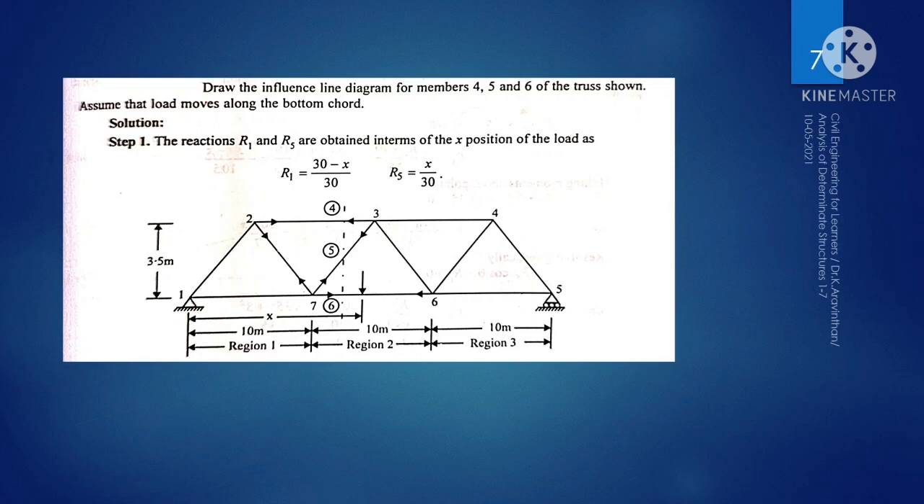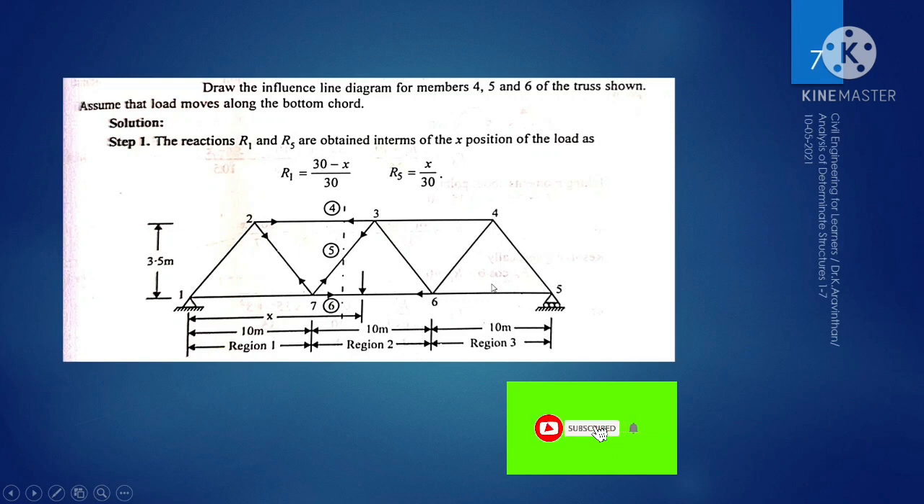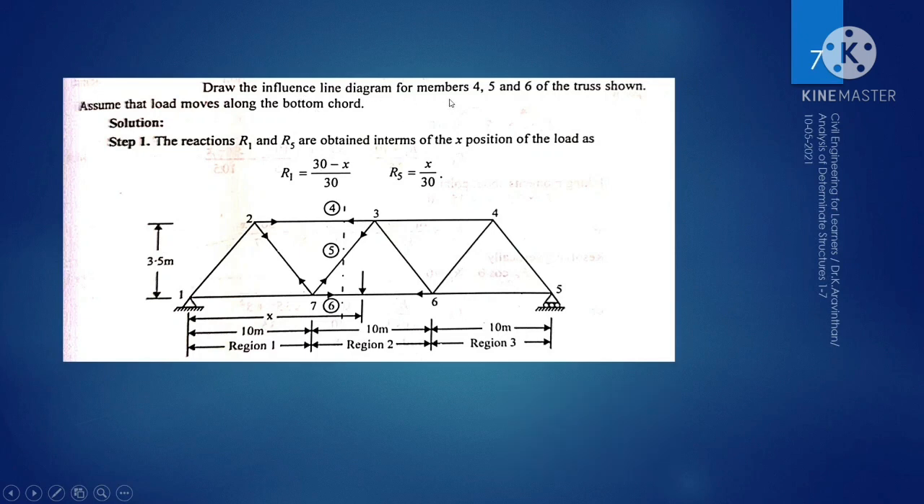So let us solve a truss by using this influence line concept. Draw the influence line diagram for members 4, 5 and 6 of the truss shown. Assume that the load moves along the bottom chord. So already we know the components. This is the top chord and this is the bottom chord. Here the load is moving along the bottom chord. Okay, they have given a point. Next thing is to draw the influence line diagram for members 4, 5 and 6. So these are members 4, 5 and 6.